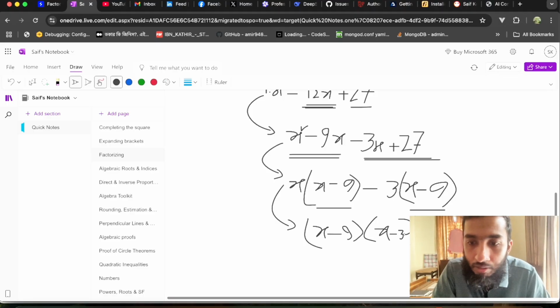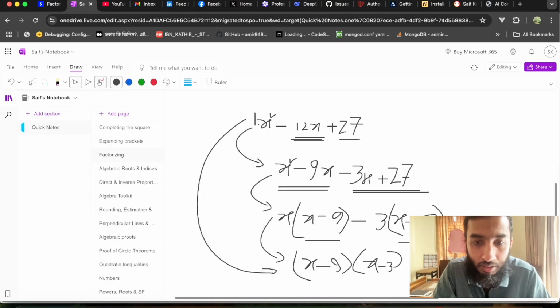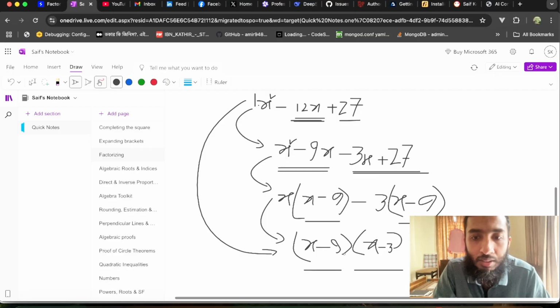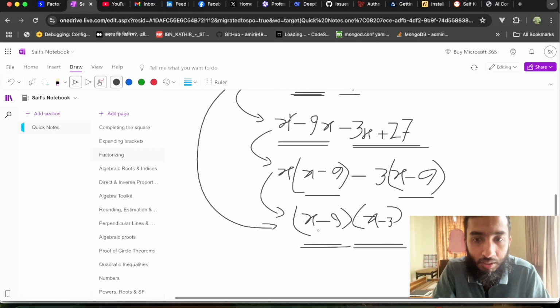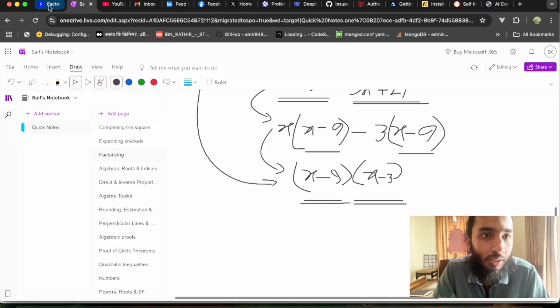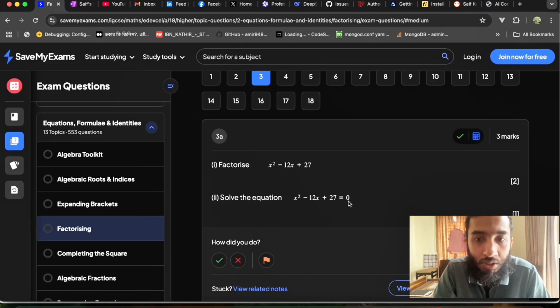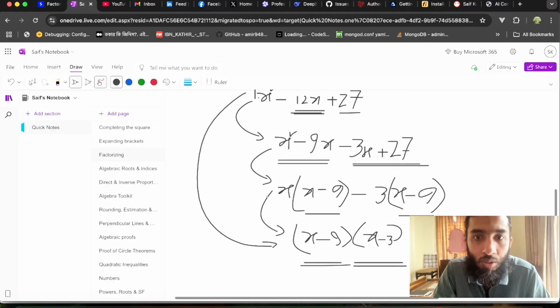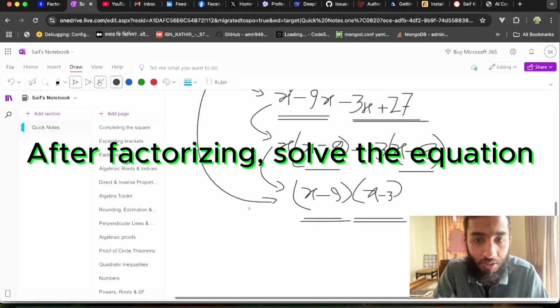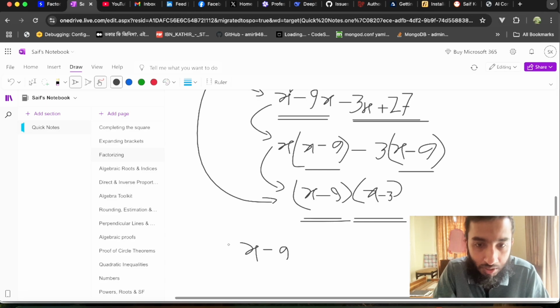So this is the factorized expression, written as the product of two expressions. Now you have to solve the equation. You have already factorized the expression, and the factorized expression is x minus 9 multiplied by x minus 3. So the equation is that this equals 0.